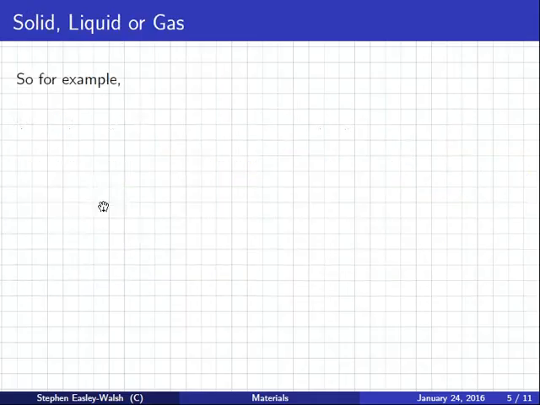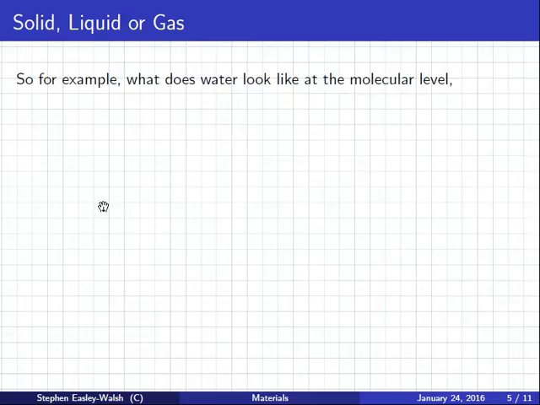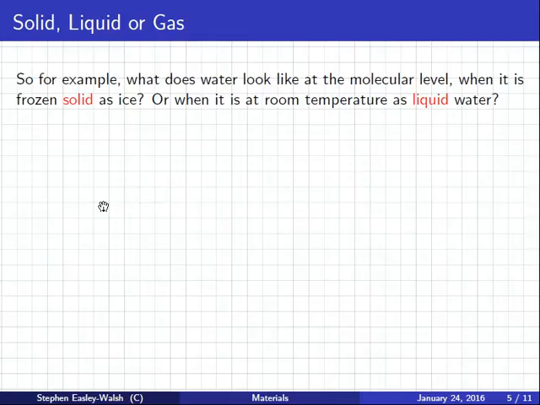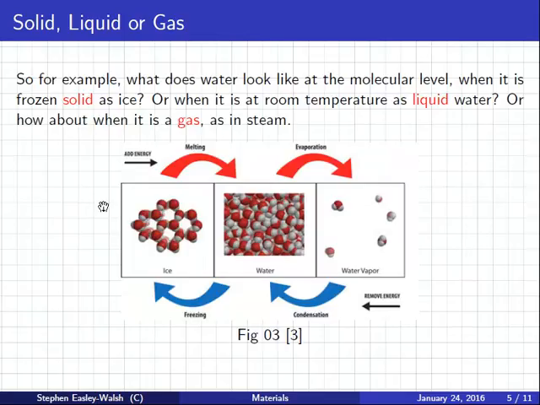Right. So, for example, water, what does water look like at the molecular level when it is frozen solid as ice, or when it's at room temperature, which is a liquid, or when it is a gas like steam? So these are the 3 states of matter. So if you look here, this is what water normally looks like. You can see it close together and it's moving around a lot, the molecules. When the water becomes steam, the molecules are further apart.